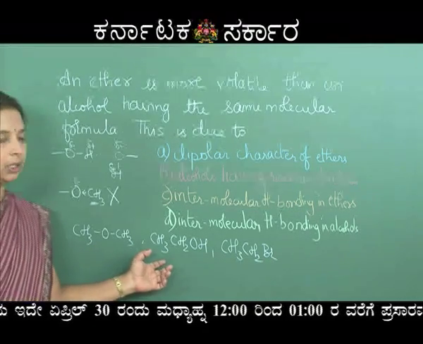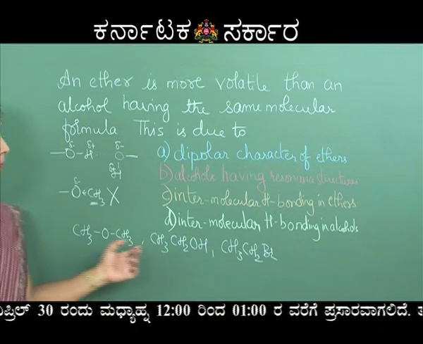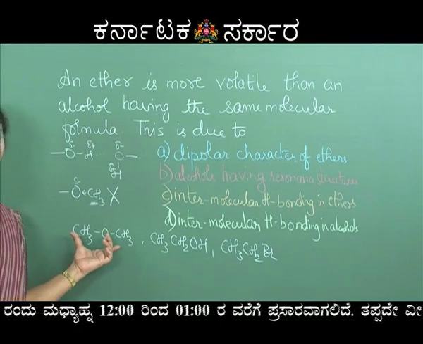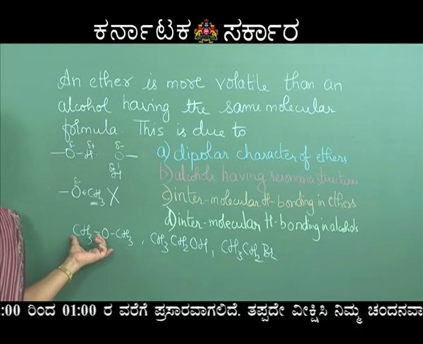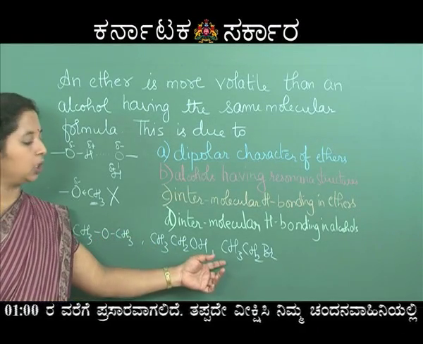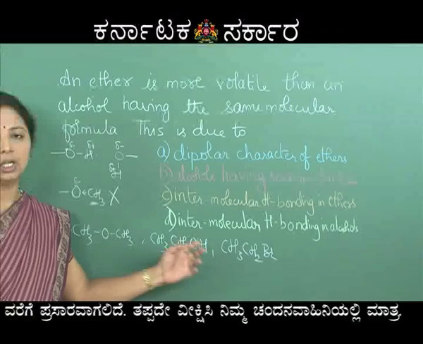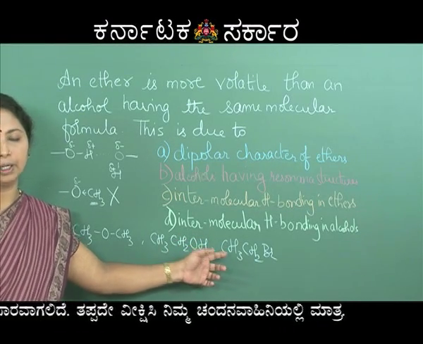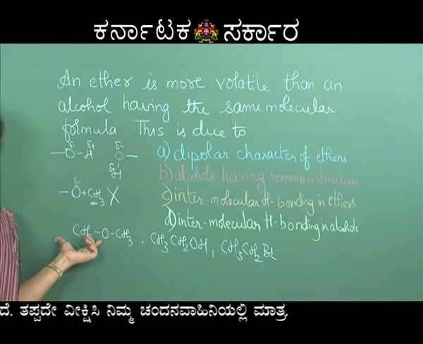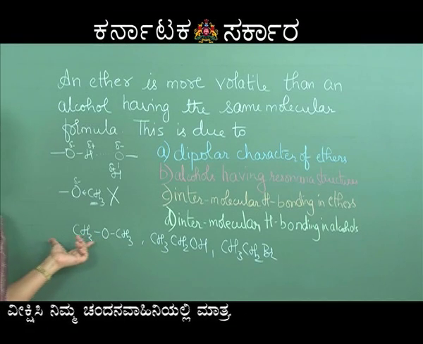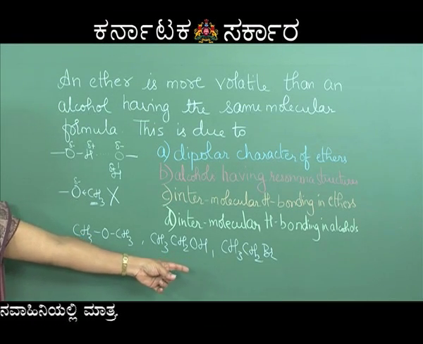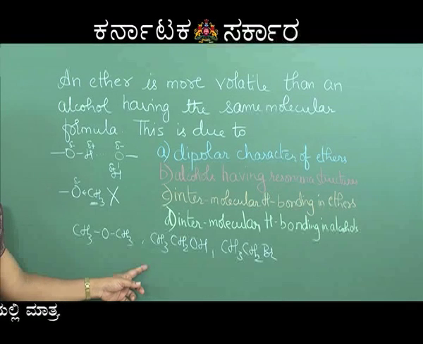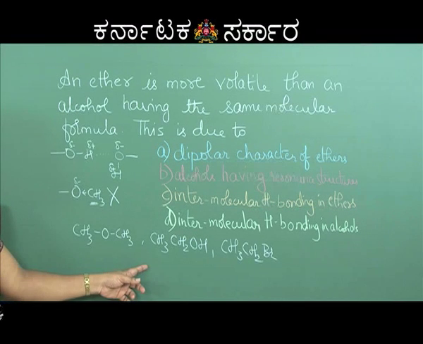When we consider these three compounds, which among them is more volatile? It is always diethyl ether. Here, as molecular weight increases, the next will be ethyl bromide. So, the most volatile is diethyl ether, the next will be ethyl bromide, and the last one will be the alcohol.